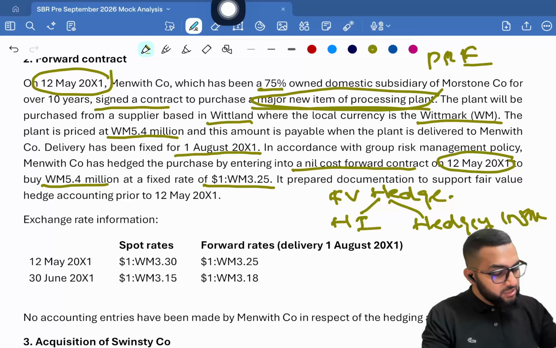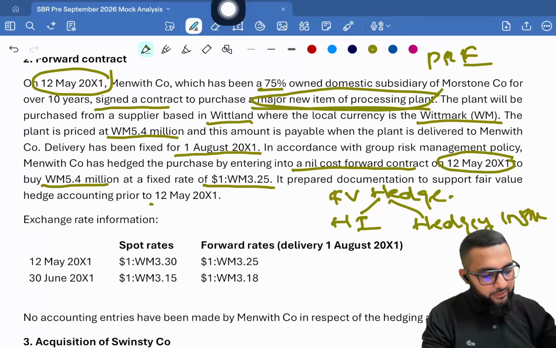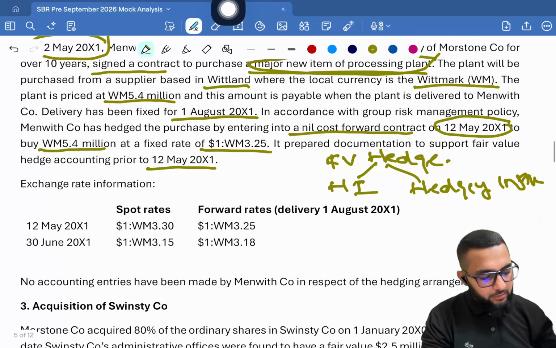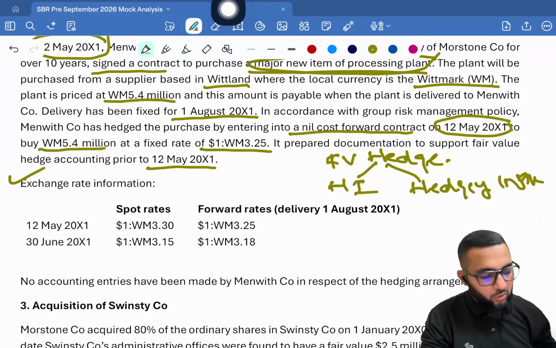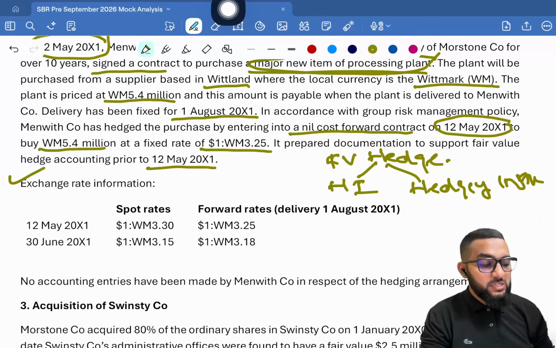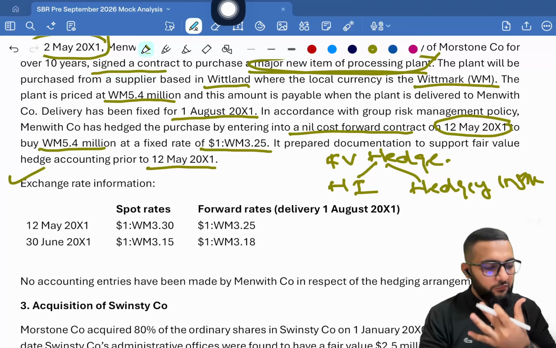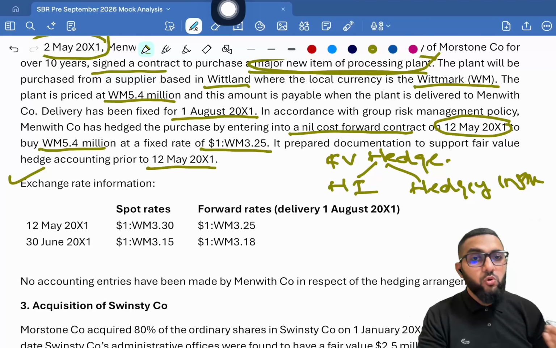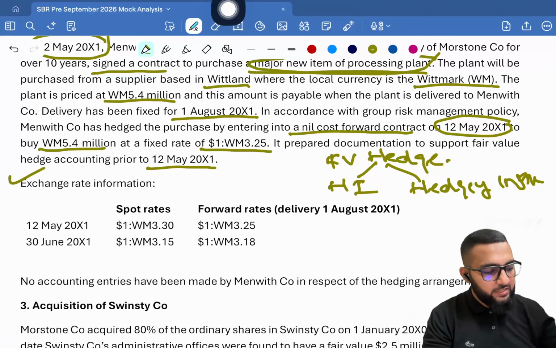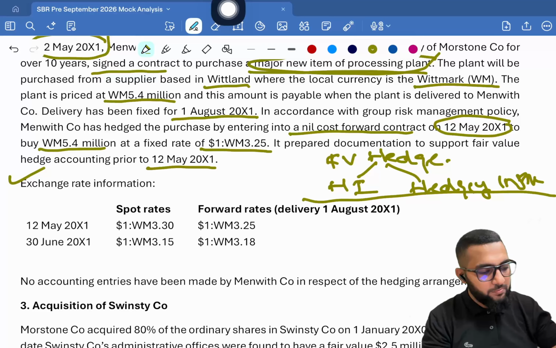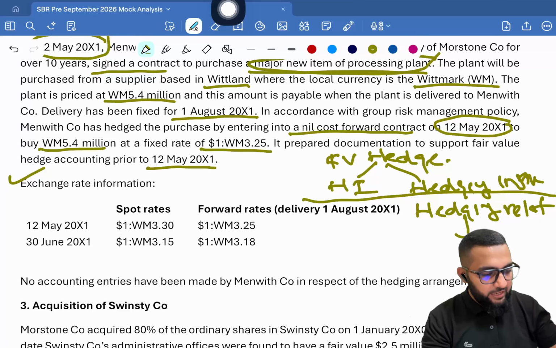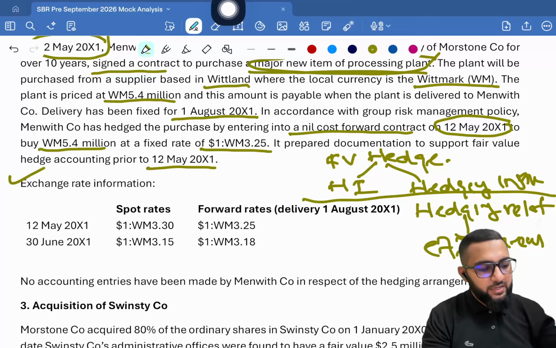It prepared documentation to support fair value hedge accounting prior to 12th May. Documentation was prepared prior to 12th May 20X1. Then exchange rate information has been given. No accounting entries have been made by Menwith Co. in respect of the hedging agreement. So you can speak from that context, and then you can also speak about the effectiveness criteria of the hedging relationship. The hedging relationship should be effective and meet the effectiveness criteria.